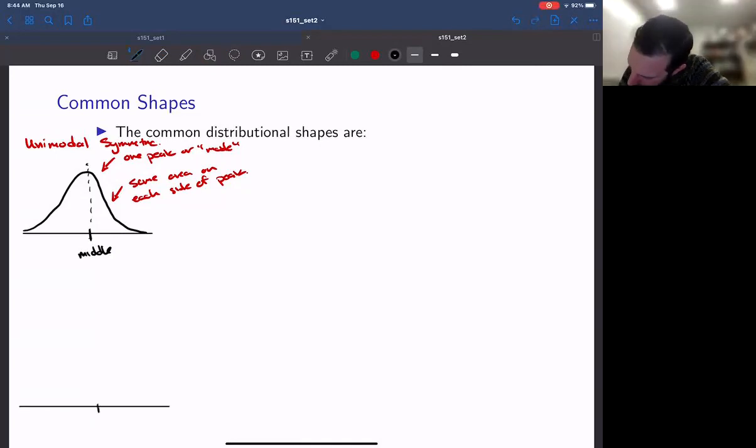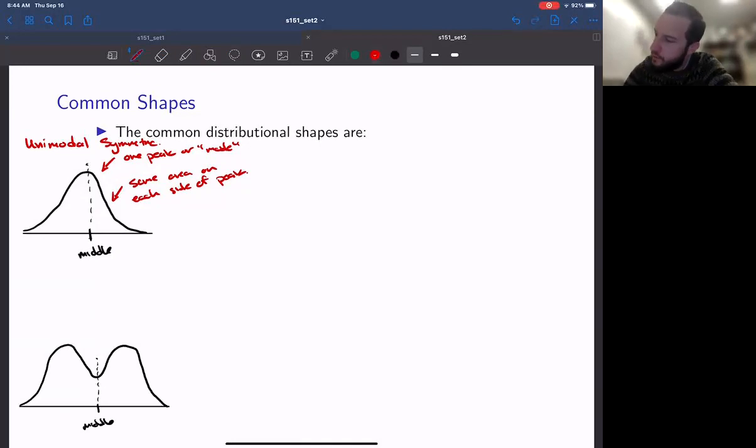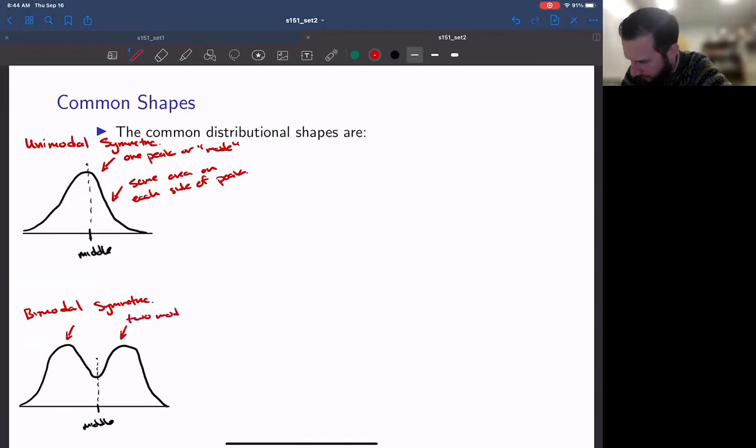Okay, so this is going to be the middle, and we have something that looks like this. Okay, so in this situation, you can see now that we are bimodal symmetric. So we have two modes. Right? But on each side of the middle, we still have the same amount of area.